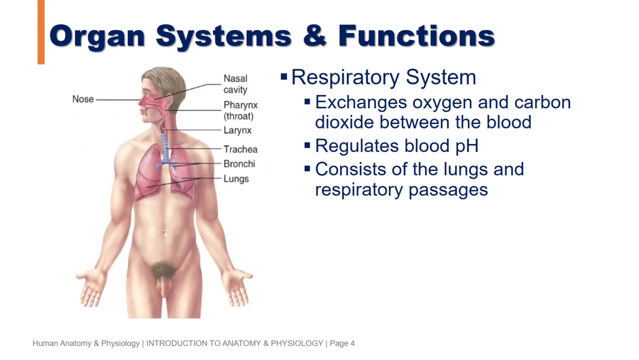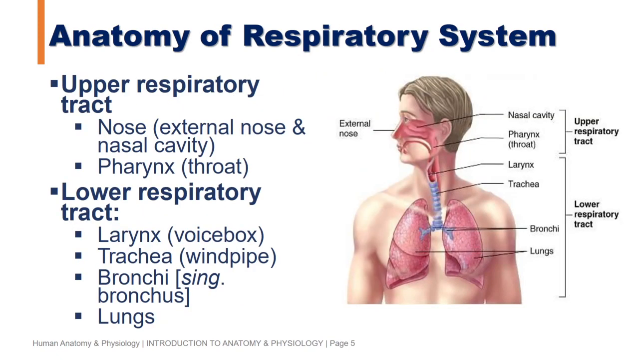Let us have a quick recap of the respiratory system. It is for the exchange of oxygen and carbon dioxide between the blood. It regulates blood pH and consists of the lungs and respiratory passages. Anatomy of the respiratory system is composed of two parts. We have the upper respiratory tract and lower respiratory tract.